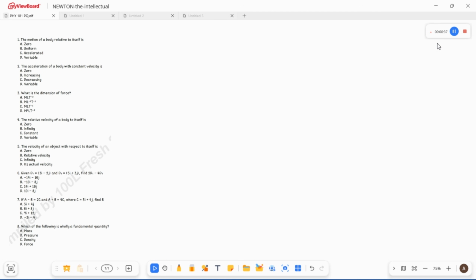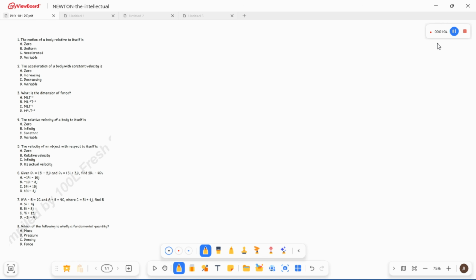All right, so now let's dive into it. We have question one here. The question says the motion of a body relative to itself is: option A, zero; option B, uniform; option C, accelerated; and option D, variable. The motion of a body relative to itself.